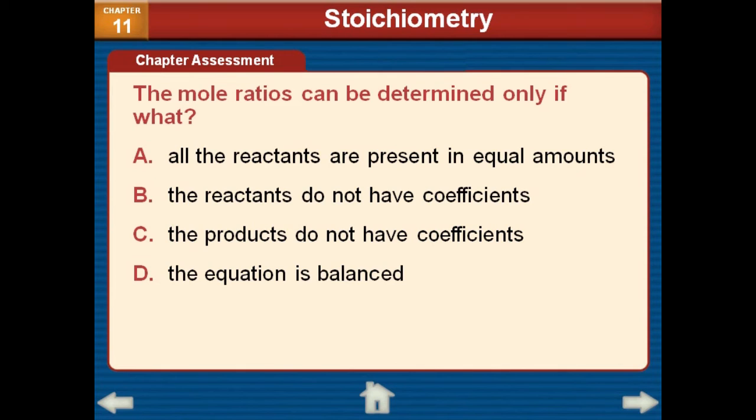The mole ratios can be determined only if what? A, all the reactants are present in equal amounts, B, the reactants do not have coefficients, C, the products do not have coefficients, or D, the equation is balanced. The answer is D, the equation is balanced.